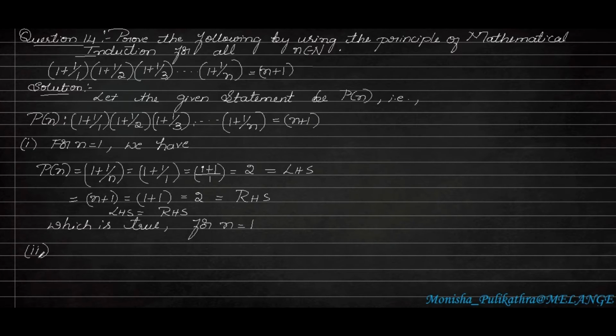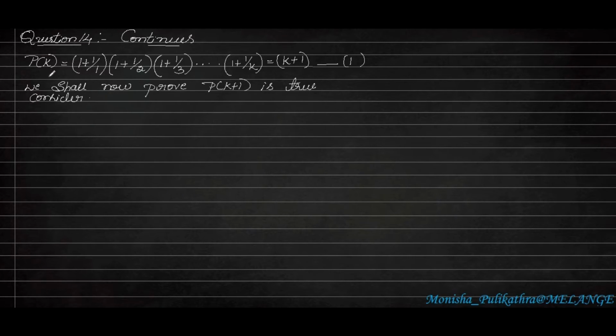In the second case, let P of k be true for some positive integer k. So for P of k, which we have to prove as true, wherever n is there, in that place we have to substitute k. So the equation will become (1 plus 1 by 1) into (1 plus 1 by 2) and so on, up to (1 plus 1 by k) in the series, is equal to k plus 1. So let this equation and the series be equation 1.